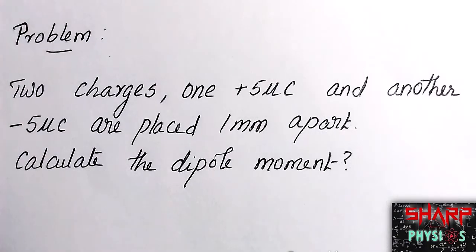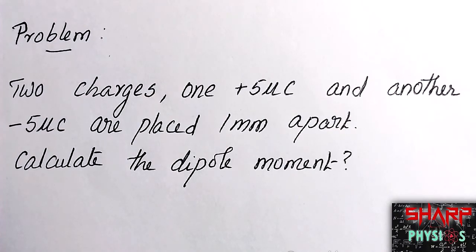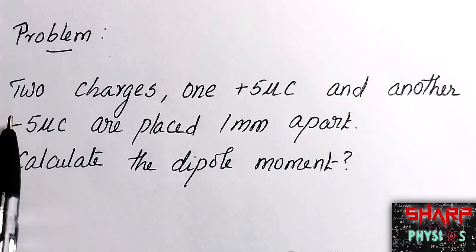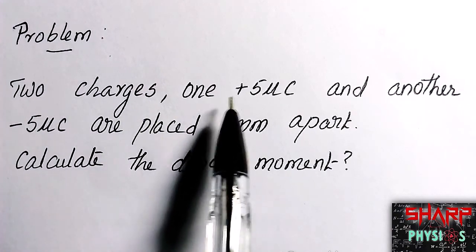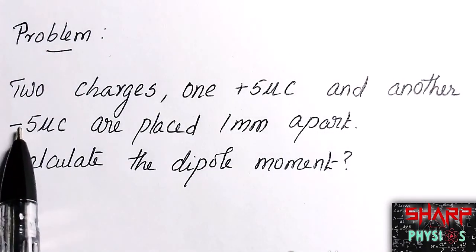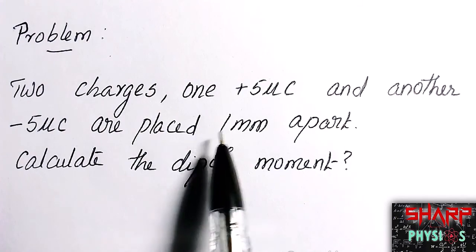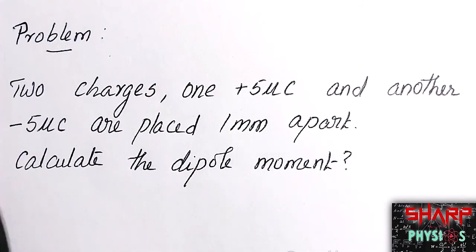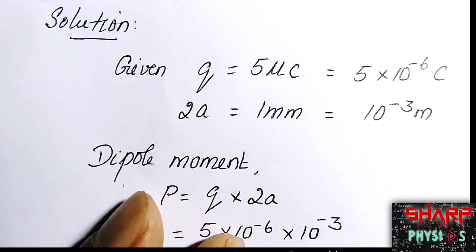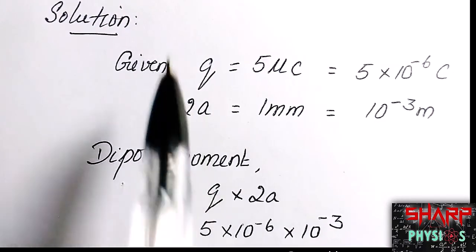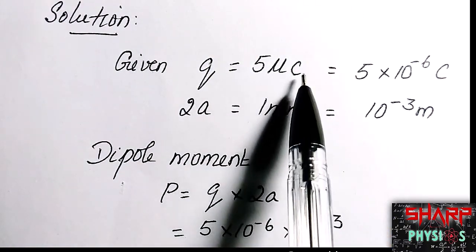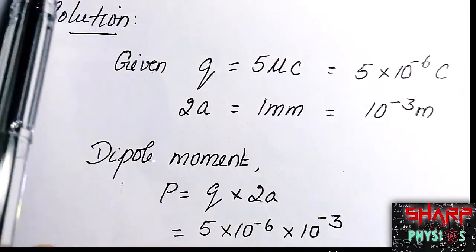So based on this, we will be seeing a small problem to get a better understanding. Two charges, one positive 5 microcoulomb and another minus 5 microcoulomb, are placed 1 millimeter apart. Calculate the dipole moment. You can see in this question, the positive charge Q is equal to 5 microcoulomb and another one is minus 5 microcoulomb.